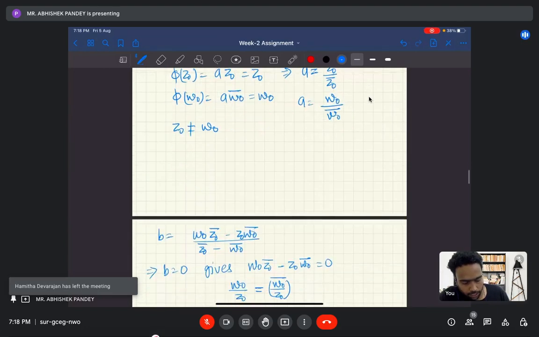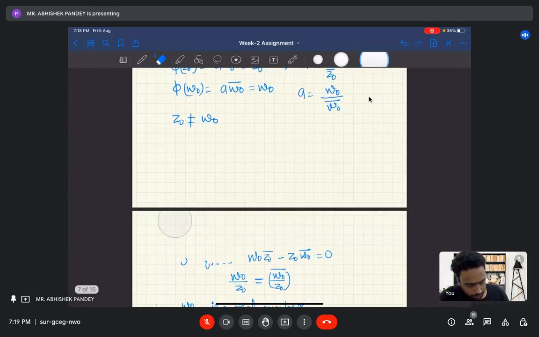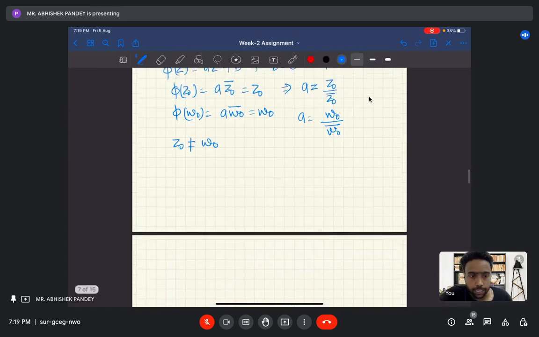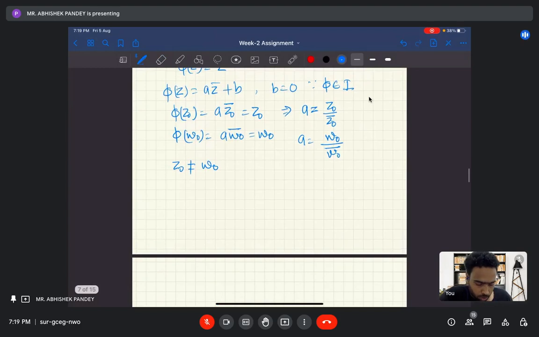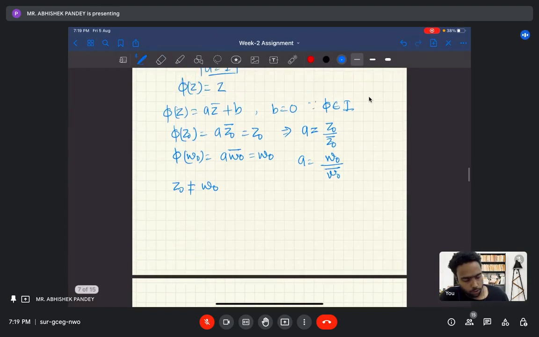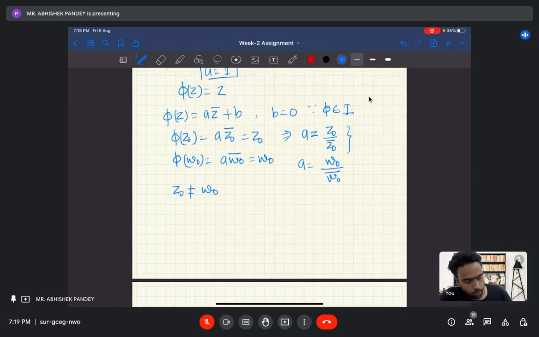So for different Z naught and W naught, we will get different A's. But we need an isometry which fixes both Z naught and W naught. So if you choose A this will fix Z naught, and if you choose this, it will fix W naught. But simultaneously they have to fix. So for that, we need Z naught upon Z naught bar equals to W naught upon W naught bar.